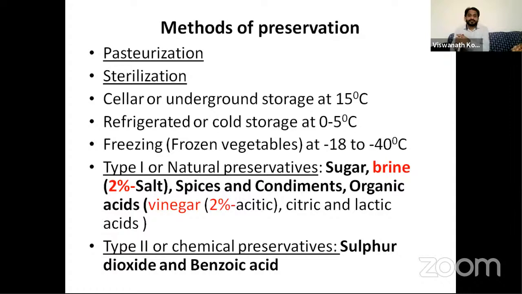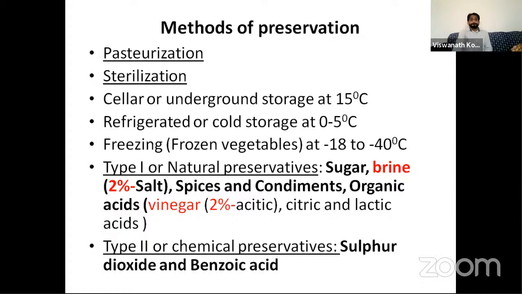There are different types of storages and their temperatures. Type 1 is natural preservatives, type 2 is chemical preservatives. This is the most common question that comes every time. The type 1 natural preservatives are sugar, brine solution (brine solution means 2% salt, NaCl), spices and condiments, or organic acids like vinegar, citric and lactic acid. Vinegar is 2% acetic acid. Type 2 chemical preservatives are sulfur dioxide and benzoic acid. You can expect this question every time: which of the following is a type 1 preservative and which is a type 2 preservative?